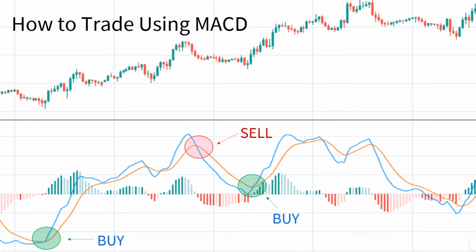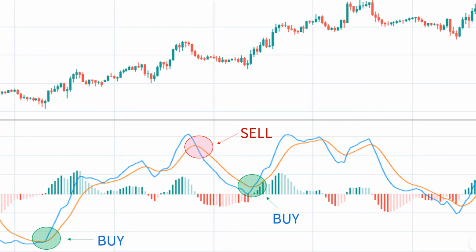How to trade using MACD. We trade using the MACD indicator by looking at crossovers. The first one we'll look at is when the MACD line crosses above the signal line. We would buy there. And then when the MACD line crosses below the signal line, we would sell.